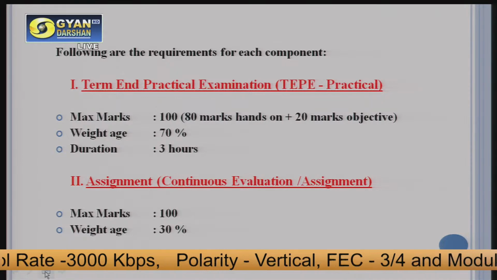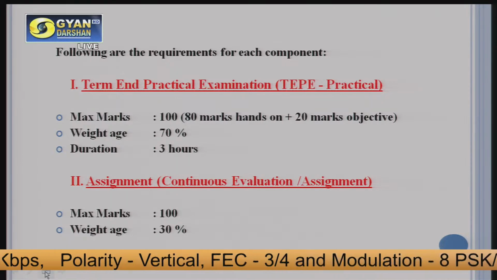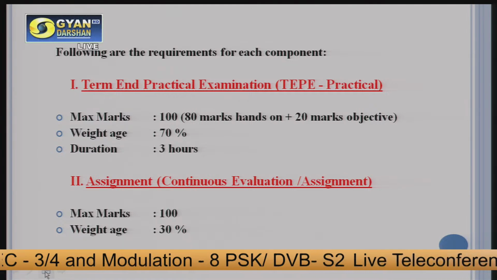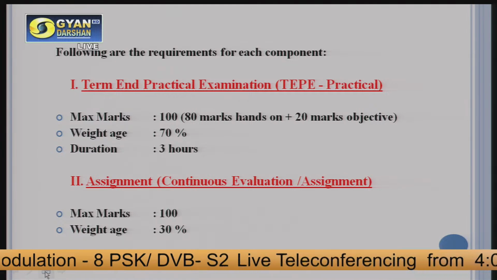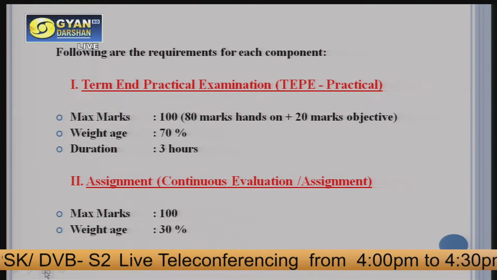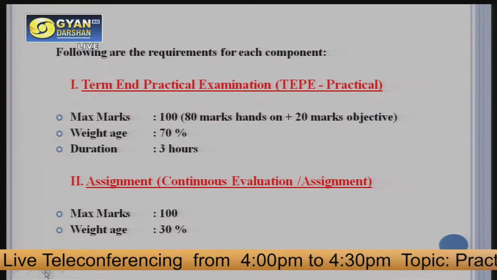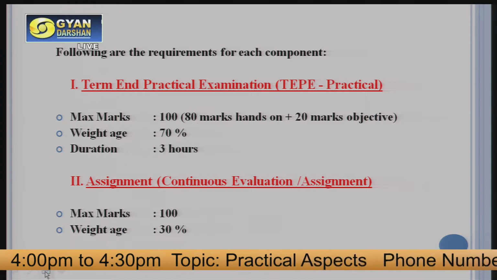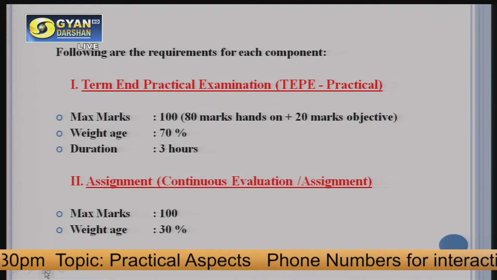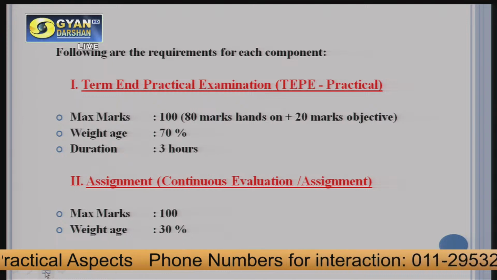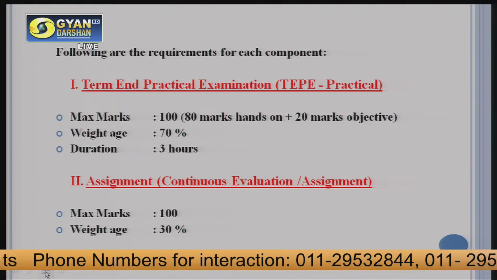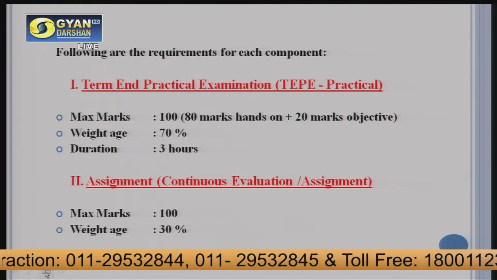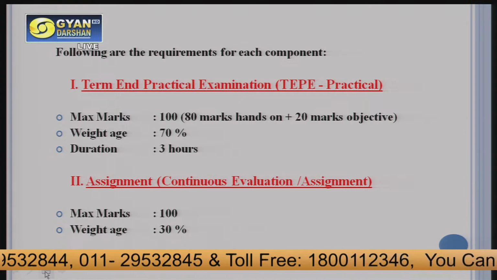Now, talking about the term end practical examination, the maximum marks will be 100 as far as this paper is concerned, where you will be doing hands-on of 80 marks and 20 marks will be objective type. That means you have to go to the exam center in person and you have to perform hands-on over there. When you are given a question paper, 20 marks will be objective type, which you have to do there and then, and for 80 marks you have to perform hands-on on the computers.